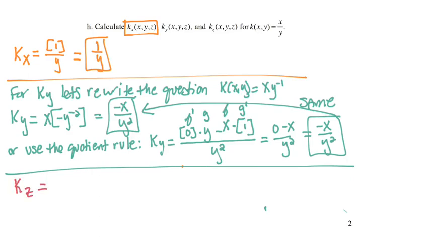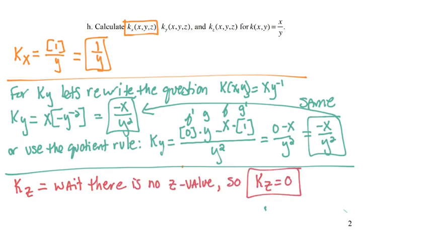And then to finish this off, we're asked to find, I stopped highlighting up here, k sub z, the partial derivative about the z variable. But wait, there is no z value, so the derivative is just 0.